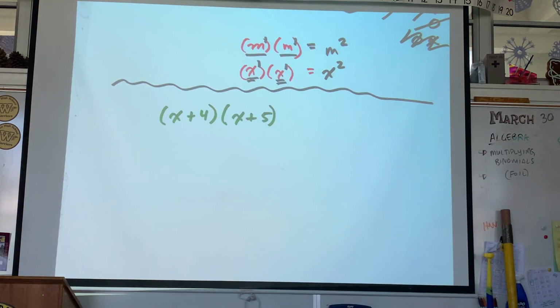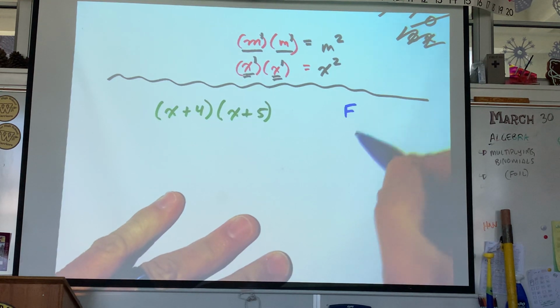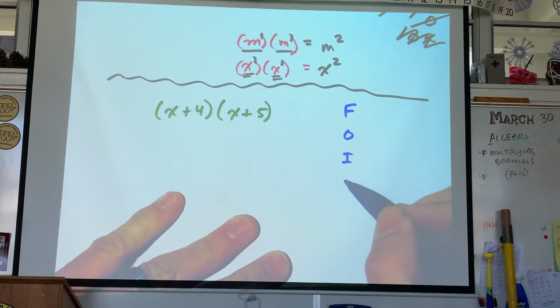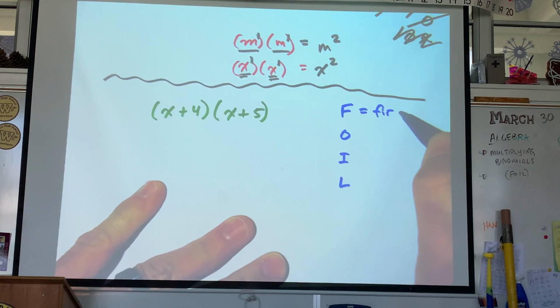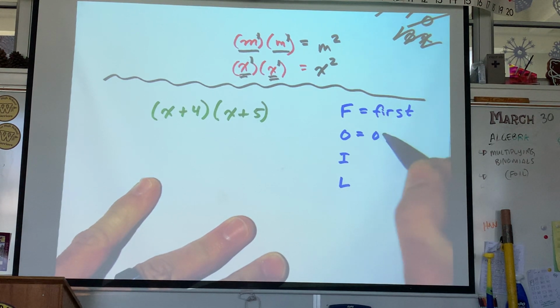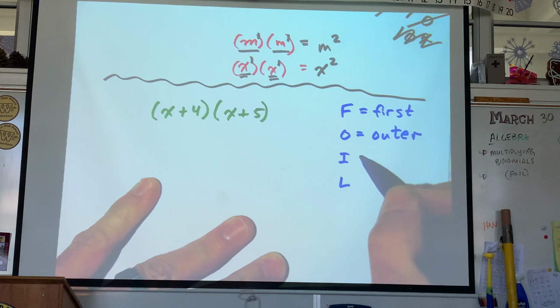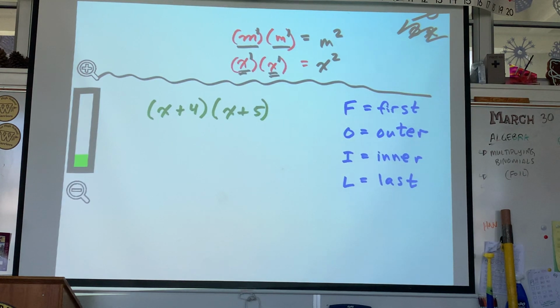We're going to learn the FOIL method. And let's go F, O, I, L. F equals first. O stands for outer. I stands for inner. And L stands for last. And that's the order in which we are going to multiply these terms.